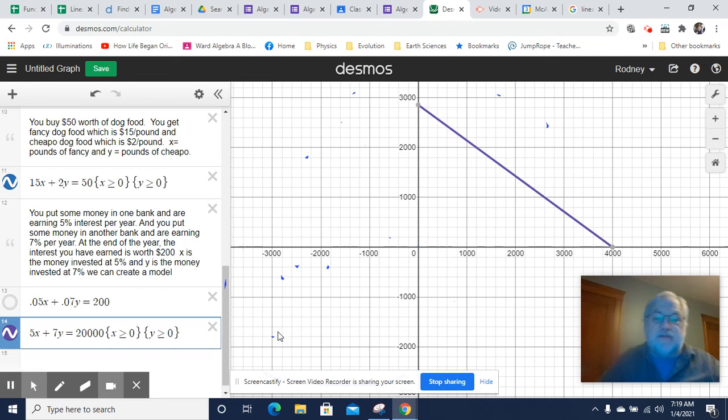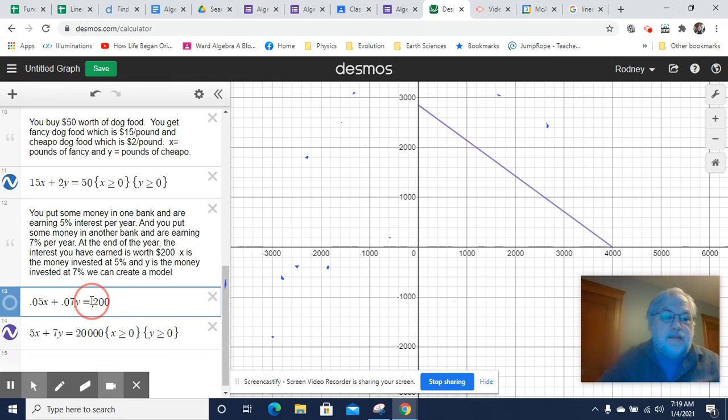So we have this situation where we have two different rates, and the products of those rates and some unknown amount of money, if you add those two products, you'll get the sum of those products. And if you have that sort of situation, a standard form is a really good tool for you.